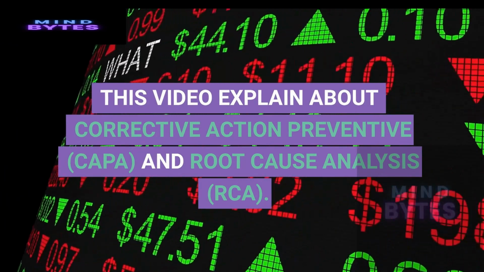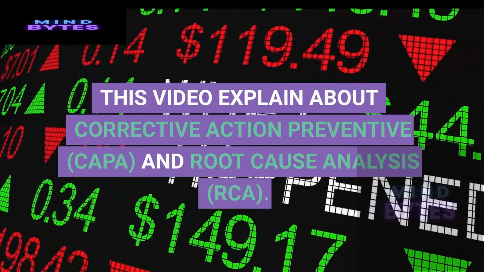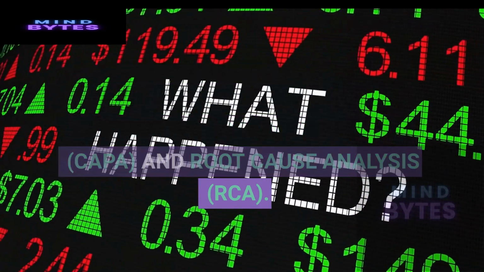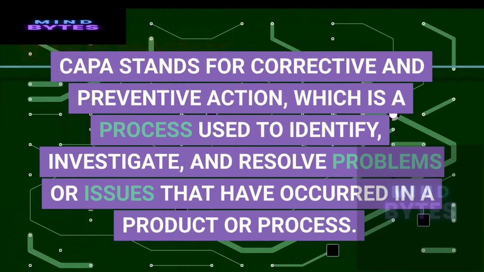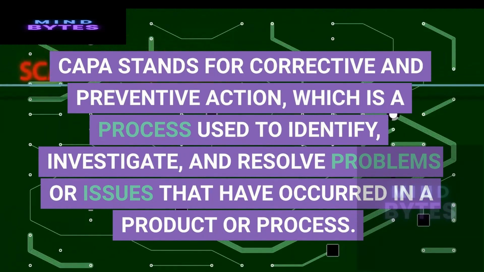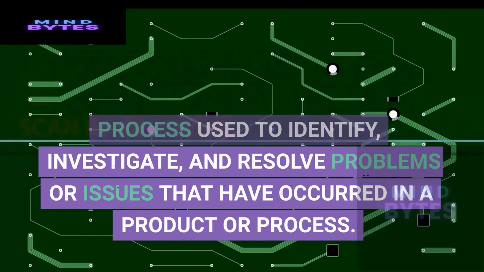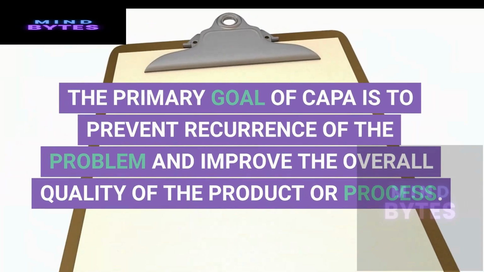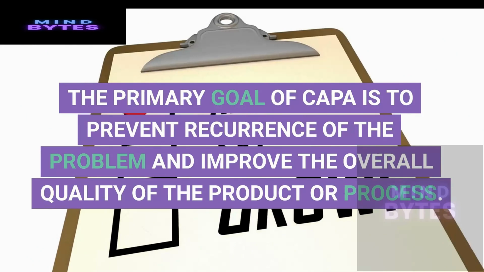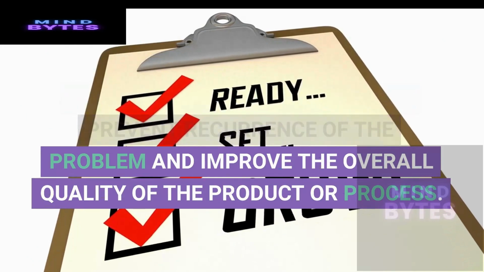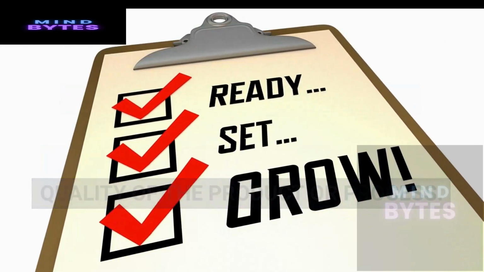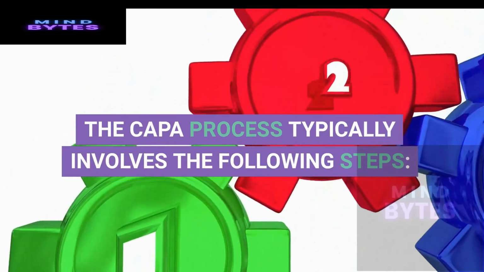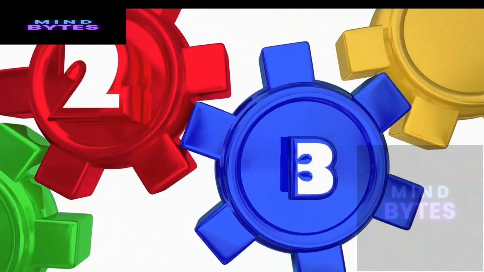This video explains corrective action preventive action, CAPA, and root cause analysis, RCA. CAPA stands for corrective and preventive action, which is a process used to identify, investigate, and resolve problems or issues that have occurred in a product or process. The primary goal of CAPA is to prevent recurrence of the problem and improve the overall quality of the product or process. The CAPA process typically involves the following steps.